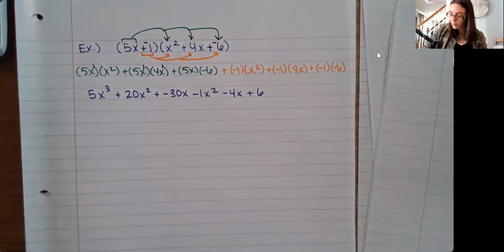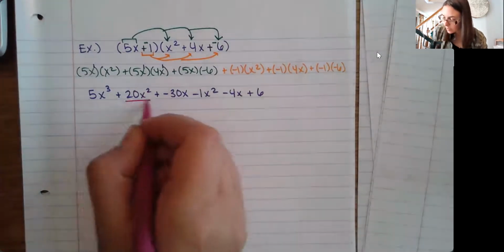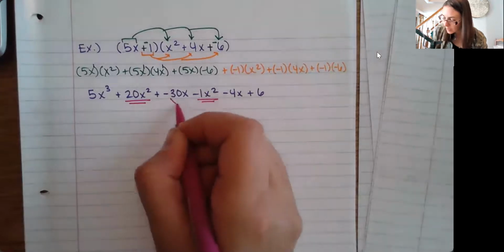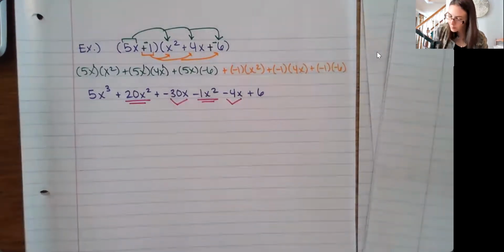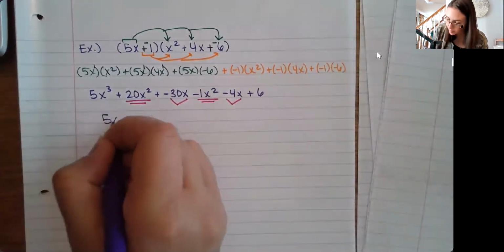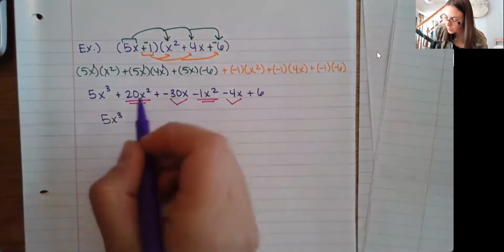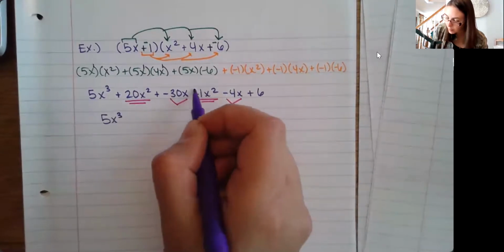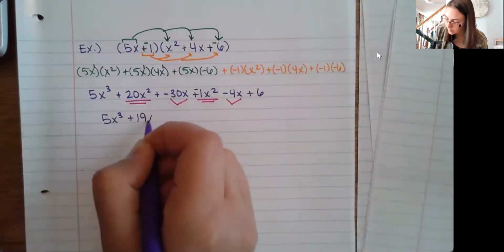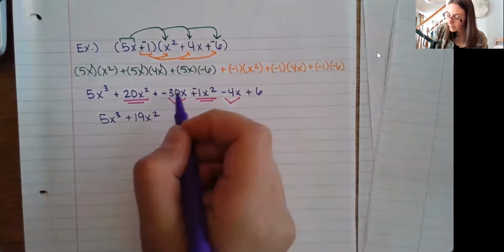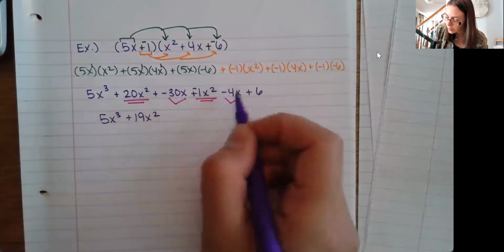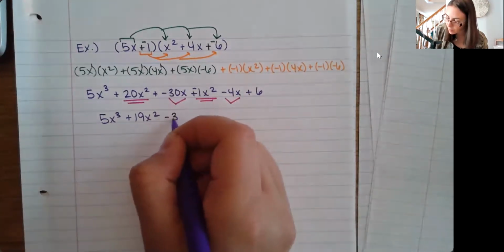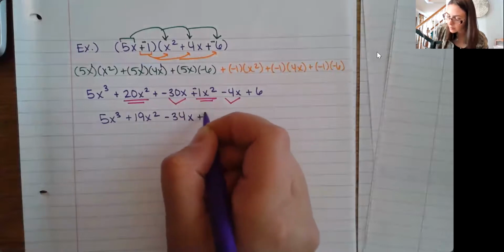And now I do need to go in for some like terms. So I see one set here, and I see another set here. So that 5x cubed comes down. And then I see 20x squared and negative 1x squared, so that's going to be positive 19x squared. I see negative 30x and negative 4x, so adding those together, I have negative 34x and the plus 6.